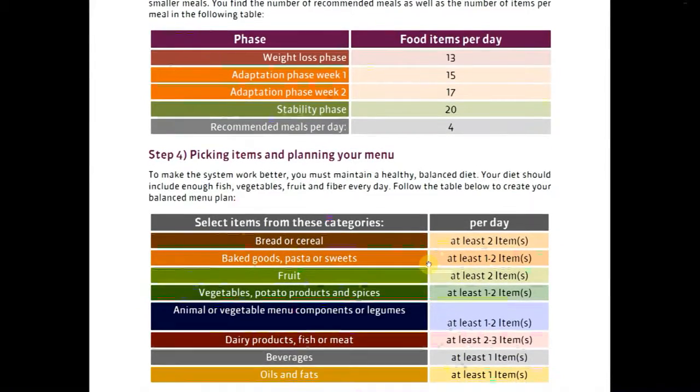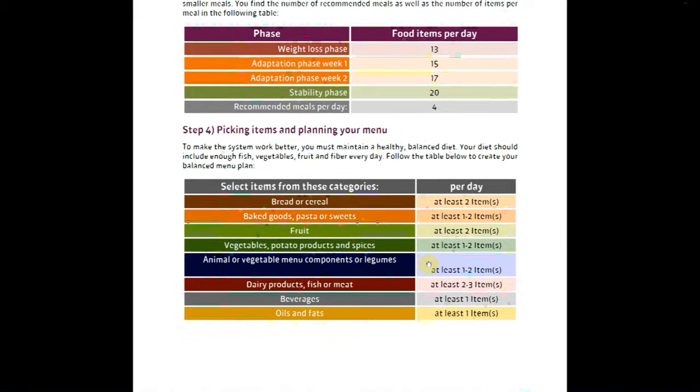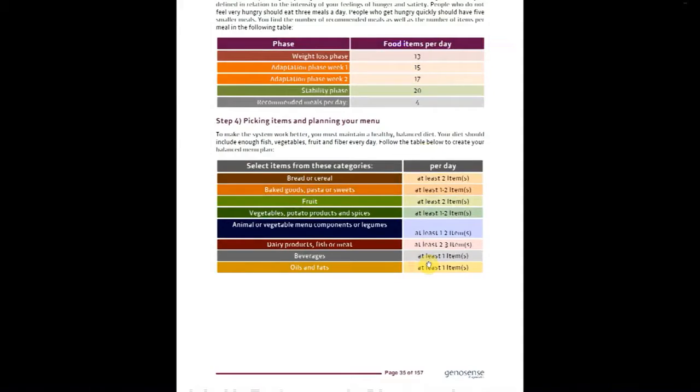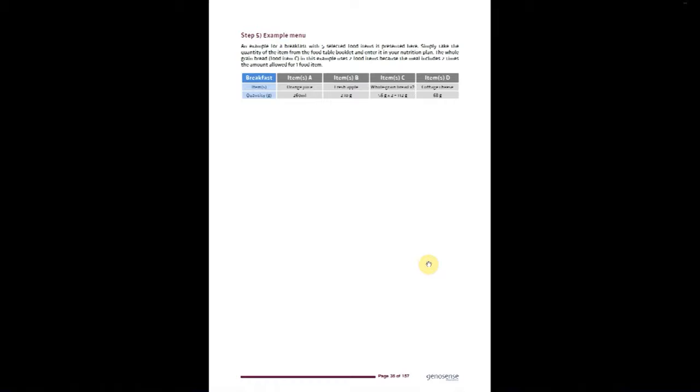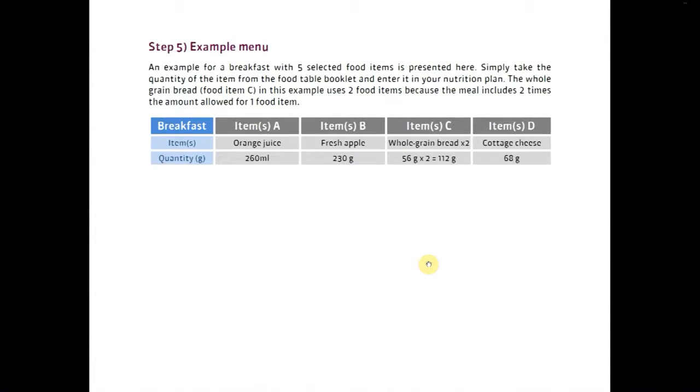All right, now let's look at how a typical breakfast could look. That's on the next page. So if you go here, you can see a typical breakfast that a person has decided to create for him or herself. Orange juice, one food item, that will be 260 milliliters for this person. A fresh apple, 230 grams. It's 1.5 apples probably. Then whole grain bread.